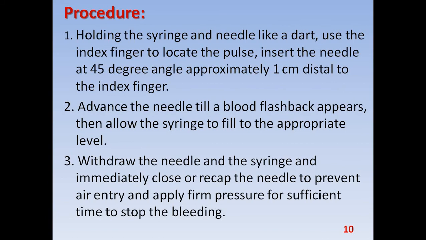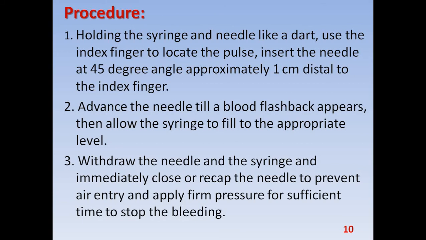Now, the procedure. Holding the syringe and the needle like a dart is a must, and use the index finger to locate the pulse and insert the needle at a 45-degree angle approximately 1 centimeter distal to the index finger. This is done at the wrist after detecting the radial artery.